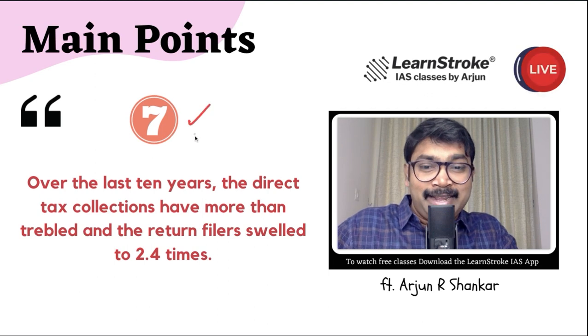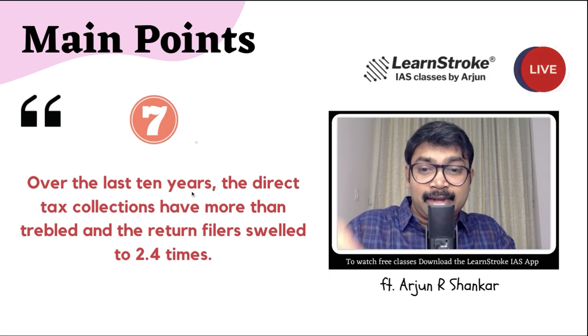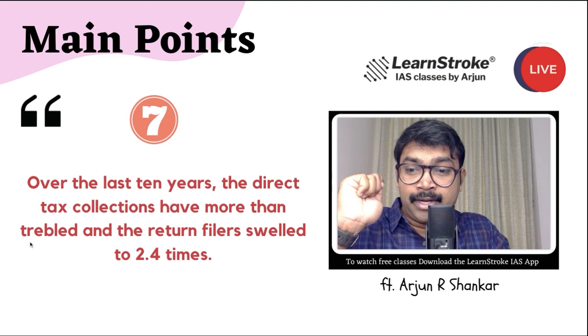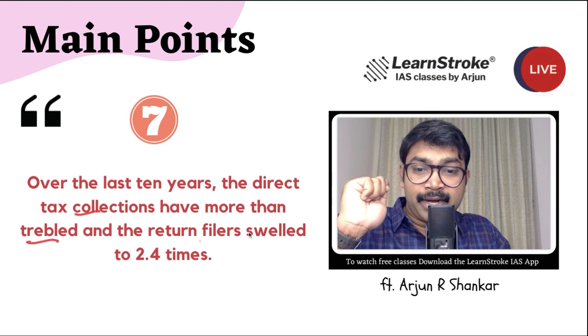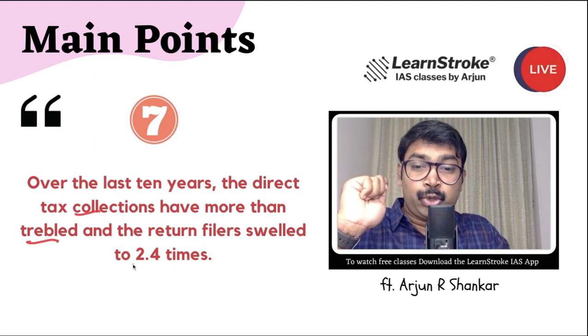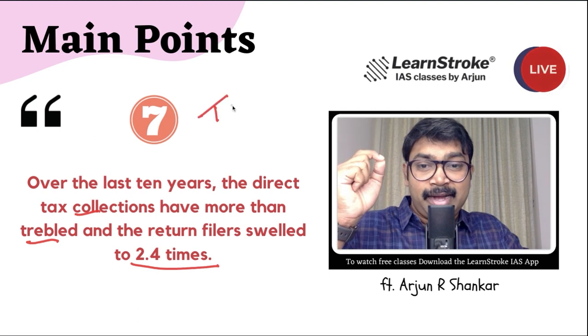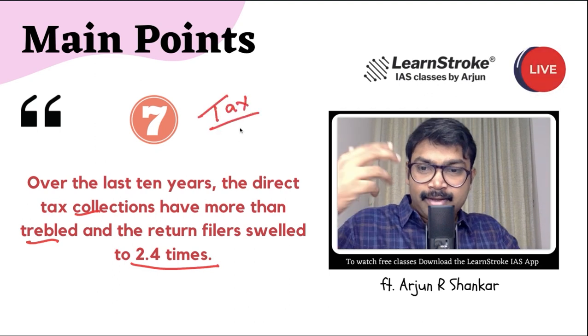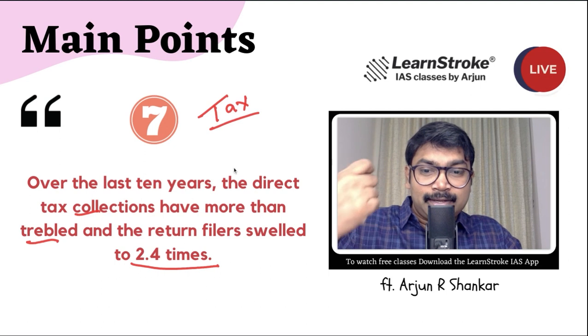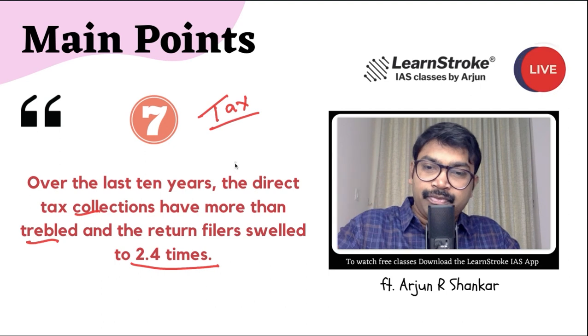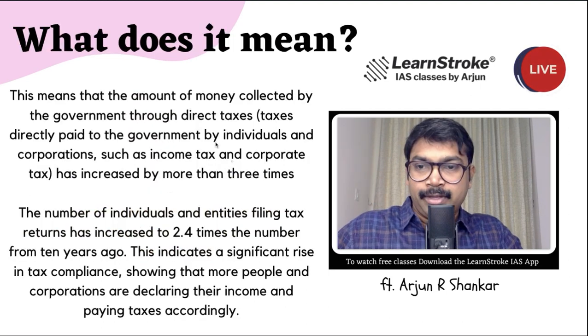Over the last 10 years, the direct tax collections have more than trebled, and the return filers swelled to 2.4 times. So that means tax collections have been better is one thing, and the people who file the returns have also increased. So let's understand what this statement means.